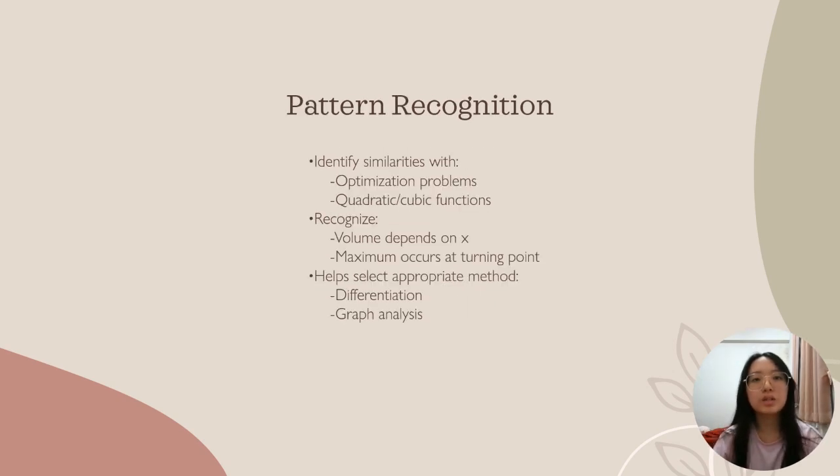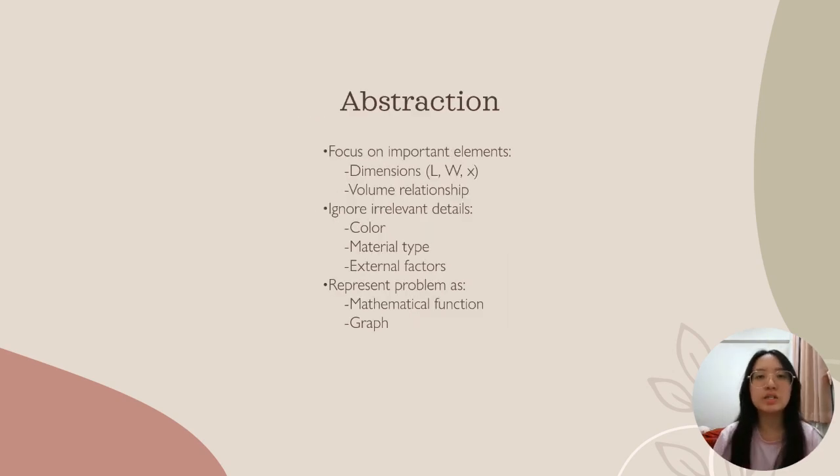The next component is pattern recognition. Pattern recognition involves identifying similarities between the current problem and problems we have encountered before. In this case, we recognize that the problem is similar to optimization problems in calculus, where we aim to find the maximum or minimum values of a function. By recognizing this pattern, we know that differentiation can be used to find the critical points of the function, which helps us determine the maximum value.